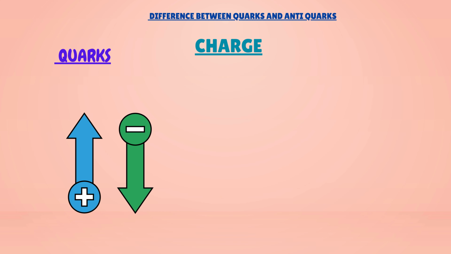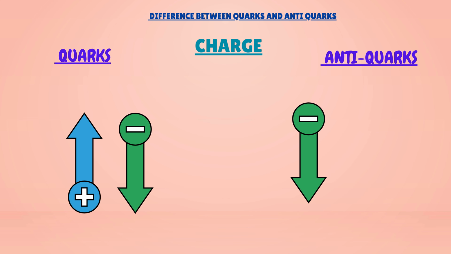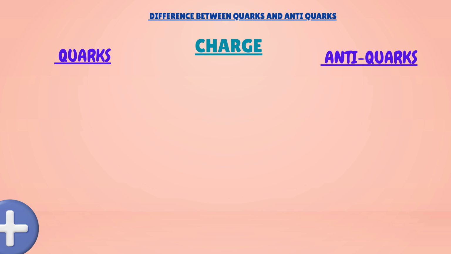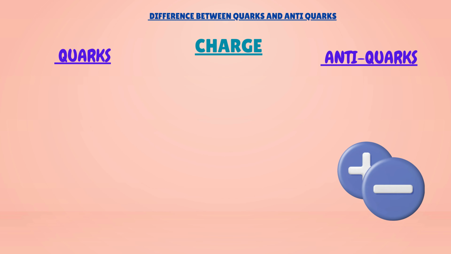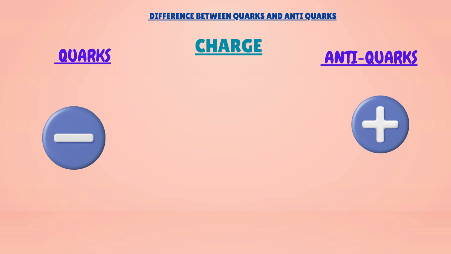Let's explore the differences between quarks and antiquarks. Charge: quarks can have either positive or negative electric charges. Antiquarks, on the other hand, always carry the opposite charge. For example, if a quark has a positive charge, its corresponding antiquark will have a negative charge, and vice versa.